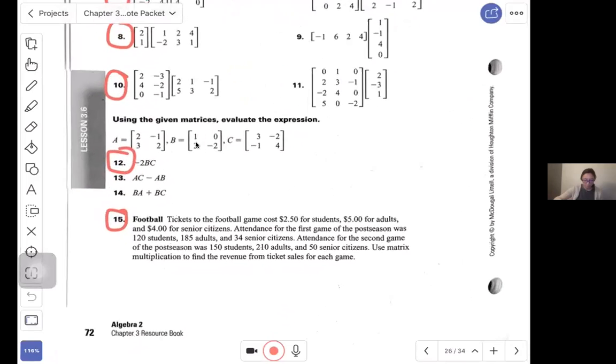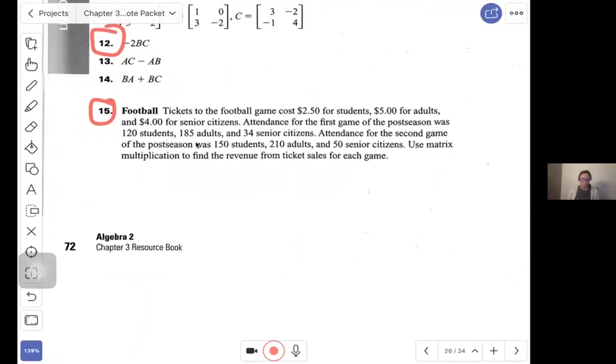So this problem said, we have tickets to the football game that cost $2.50 for students, $5 for adults, and $4 for senior citizens. Attendance for the first game of the postseason was 120 students, 185 adults, and 34 senior citizens. Attendance for the second game of the postseason, and they gave us our attendance for students, adults, and senior citizens. We want to use matrix multiplication to find the revenue from ticket sales for each game.